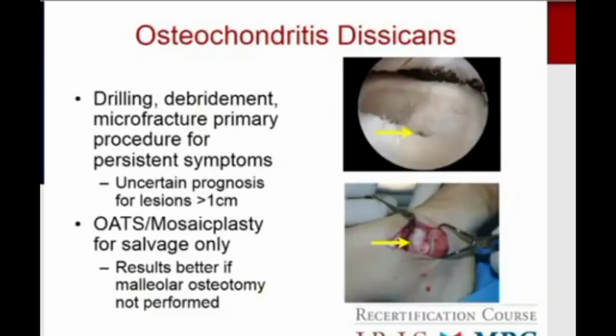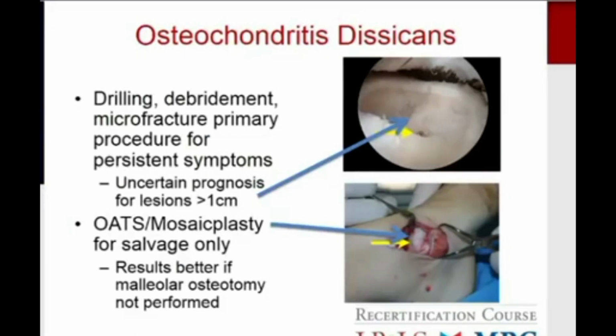If we do see an osteochondritic lesion, we always start with the same method of treatment. It's drilling and microfracture technique. It's always our primary procedure for persistent symptoms. And we give the patient the qualification that if they have a lesion larger than a centimeter, then they have an uncertain prognosis. And if we have failure of the OCD drilling and microfracture, only then do we consider doing an OATS or mosaicplasty for salvage techniques. And again, the results are better if we don't have to break the medial malleolus in doing that.